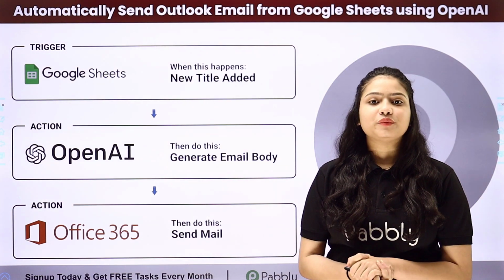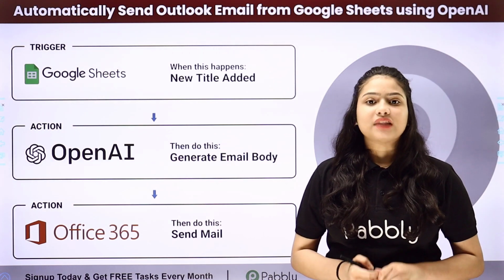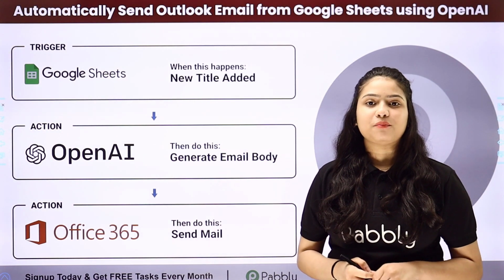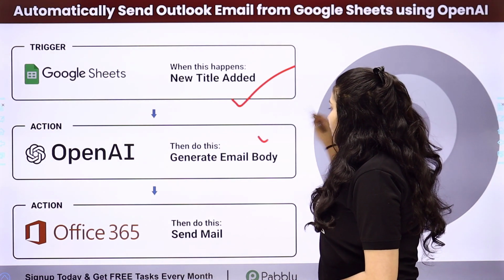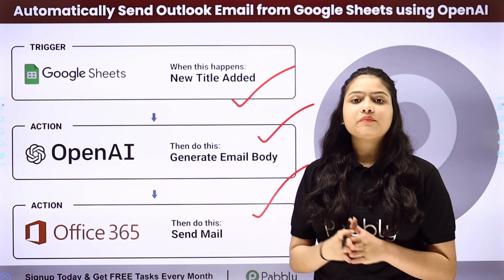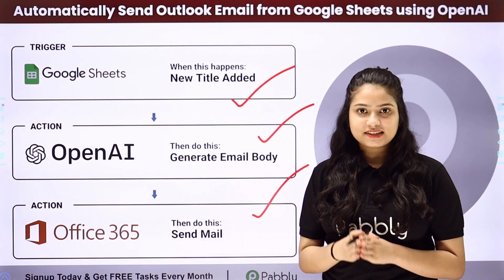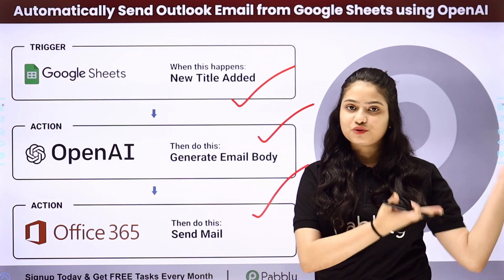So how are we going to automate this entire process? For this, we are going to integrate all these applications without any coding or programming skills with the help of Pabbly Connect. Now here we have Google Sheets in our trigger, then we have OpenAI as well as Microsoft 365 in our action. So we are going to connect all of them by using Pabbly Connect in order to automate this entire process. And to learn this entire automation step by step, let me take you all to my screen.